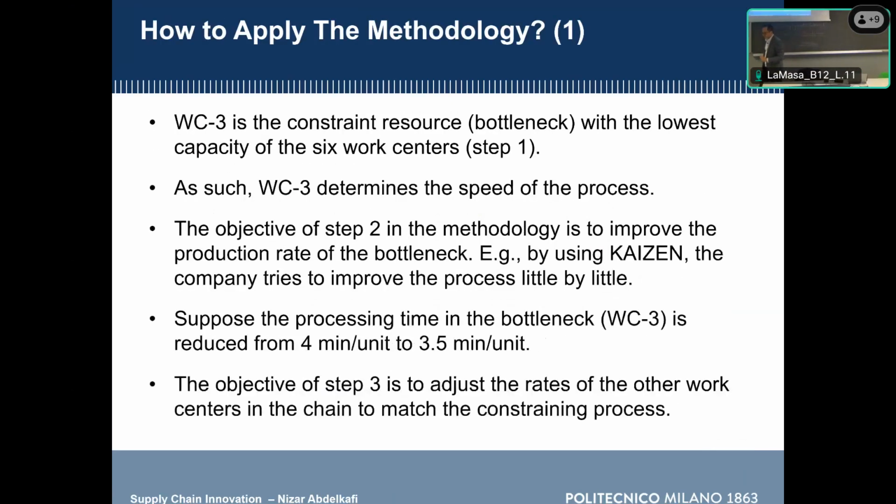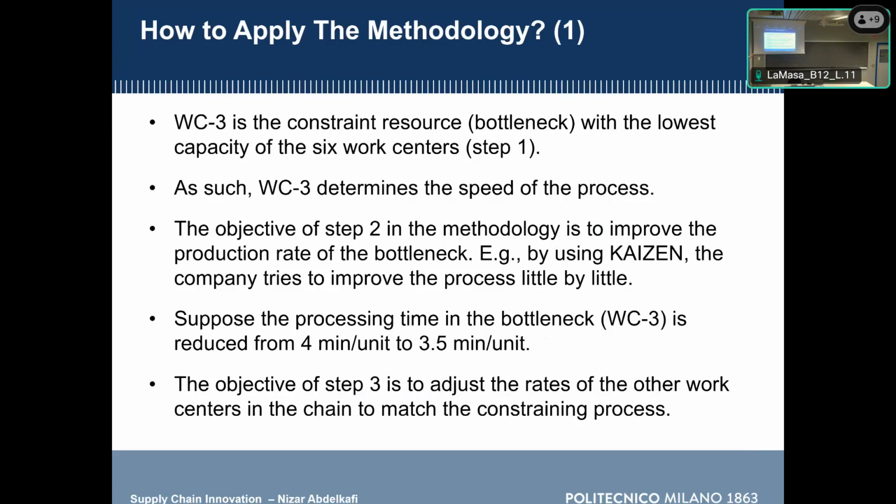Okay, workstation 3, at 4 minutes per unit, is the constraint resource. So this is the bottleneck with the lowest capacity of the 6 work centers. As such, work center 3 determines the speed of the process. The objective of step 2 in the methodology is to improve the production rate of the bottleneck, for example, by using Kaizen. This is a continuous improvement approach from the Japanese lean system. The company tries to improve the process little by little.